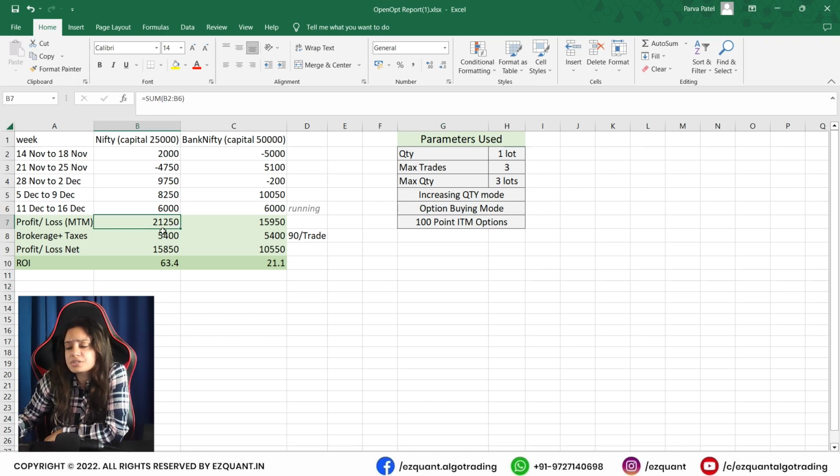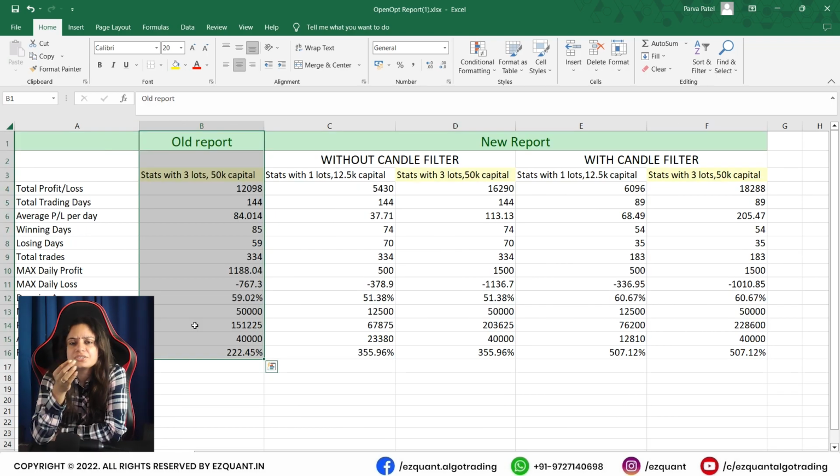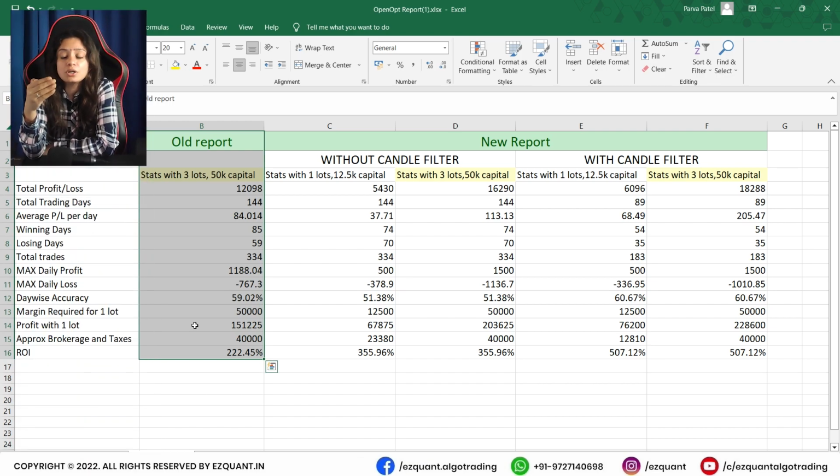So the net profit loss is around 21,000 in Nifty and around 16,000 in Banknifty. Considering brokerage and taxes, 5,000 each in Banknifty and Nifty, we are at a return on investment of 63% in Nifty and 21% in Banknifty. The strategy's current performance is actually very good. It is according to our old report where we take the first trade with 1 lot, take the second trade with 2 lots and increase the quantity to 3 in the third trade. That is requiring a capital of 50,000 in Banknifty. The return on investment in this is actually very good when you start with.